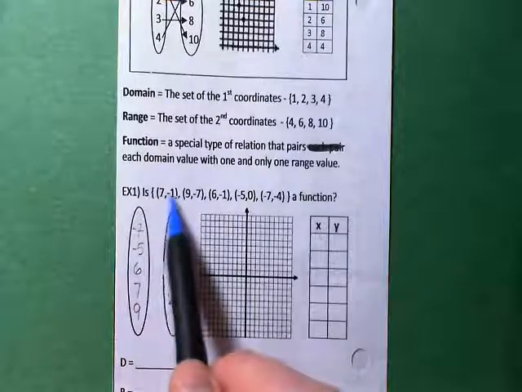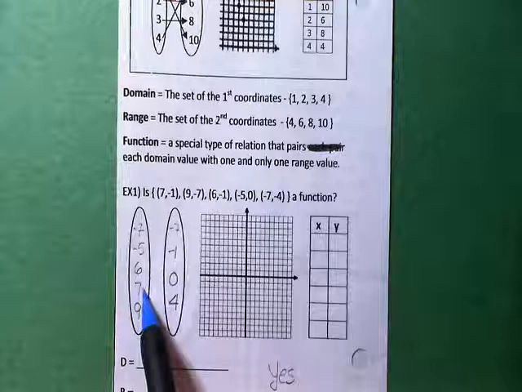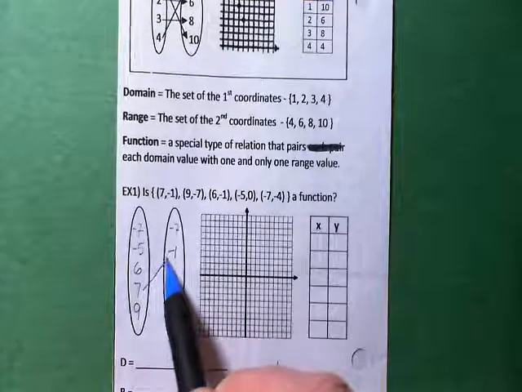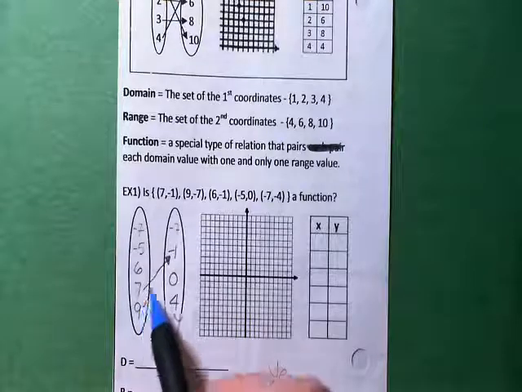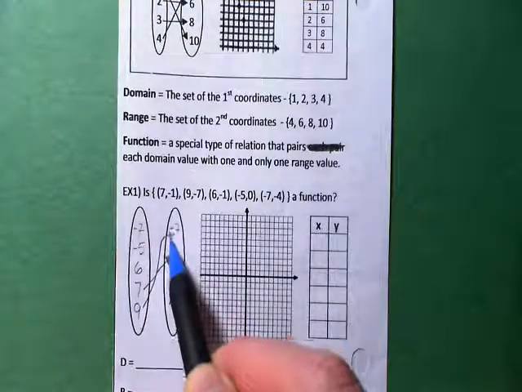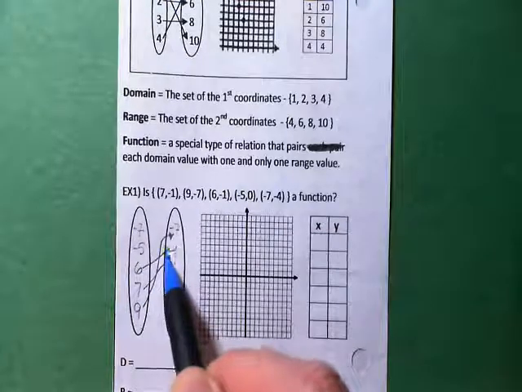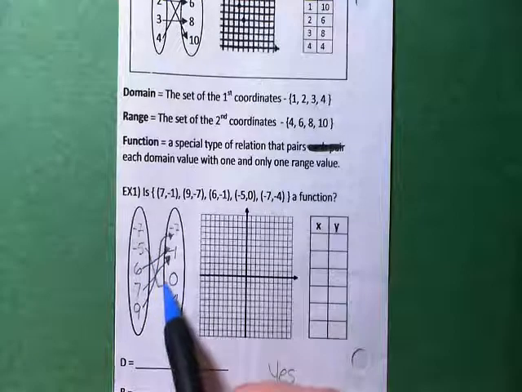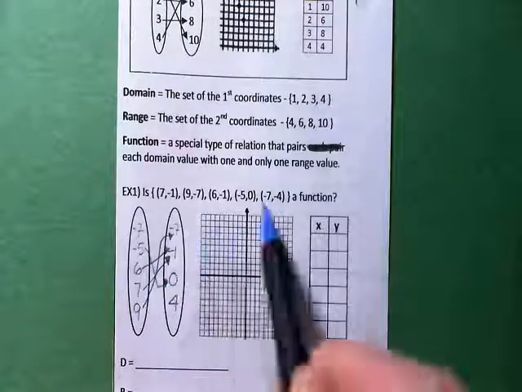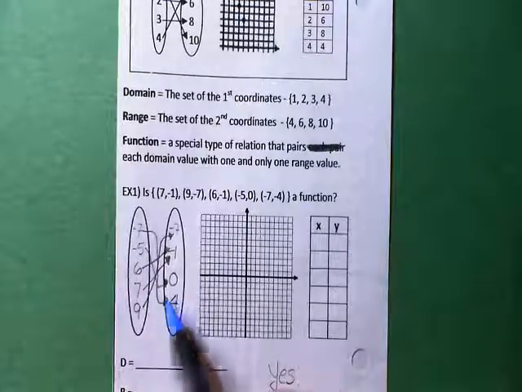And then I'll just connect the points as the ordered pairs show here. 7 and -1 would connect. 9 and -7 would connect. 6 and -1 will connect. -5 and 0, it's right there, will connect, and -7 and 4 will connect.